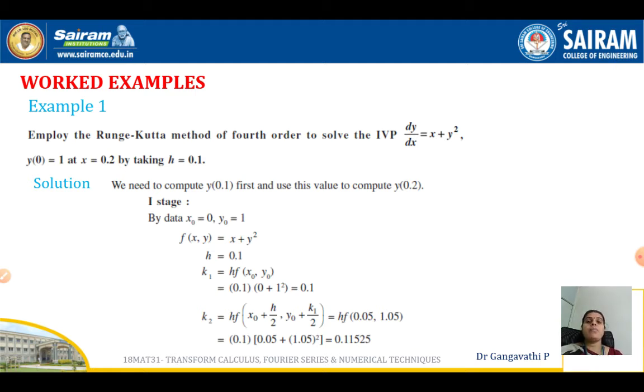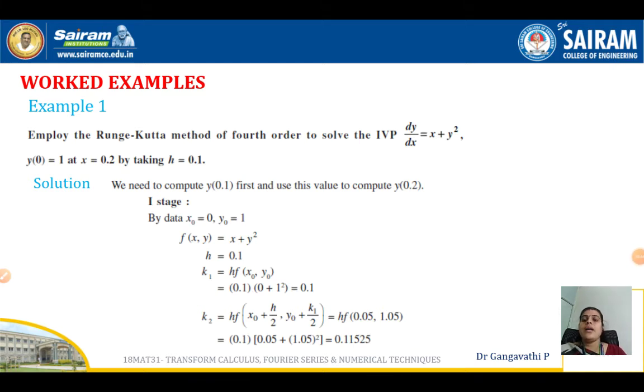The given problem here is dy by dx is equal to x plus y square, and the condition is y of x naught is equal to y naught. The value of x naught is 0 and the value of y naught is 1. It has asked us to find the value of y at x is equal to 0.2, by taking the step length h is equal to 0.1. So h is equal to 0.1, start from 0, go up to 0.2 in steps of 0.1. That is the problem given here.